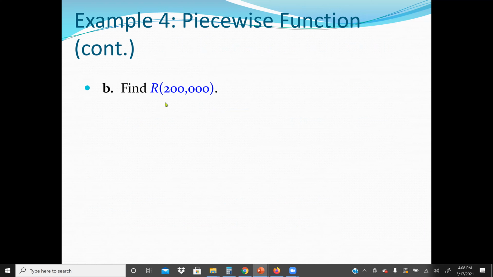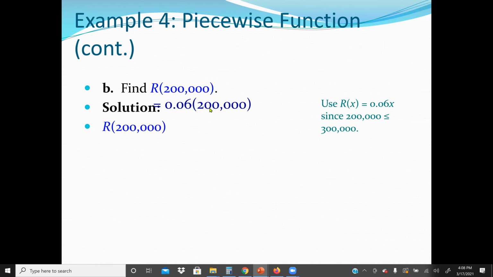They say we should find R(200,000). That will fall in the first piece of the piecewise function. So we get 0.06 times 200,000 because the equation there is 0.06x. S is the sales price, 200,000. So that gives us 12,000.